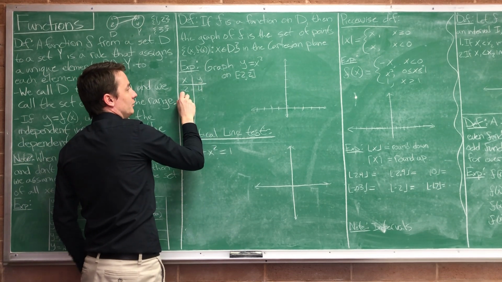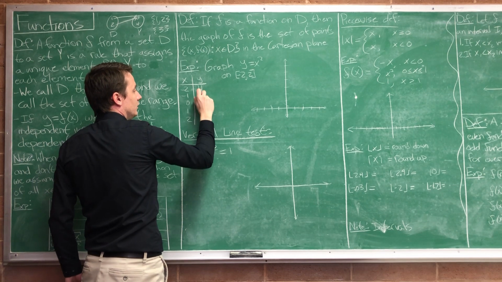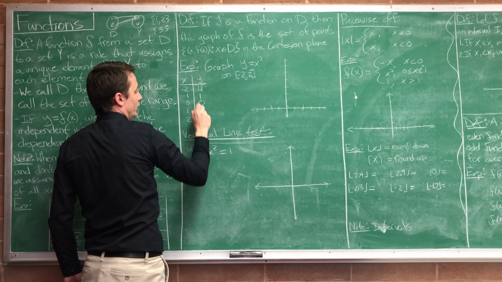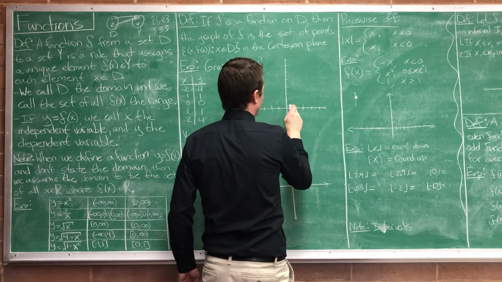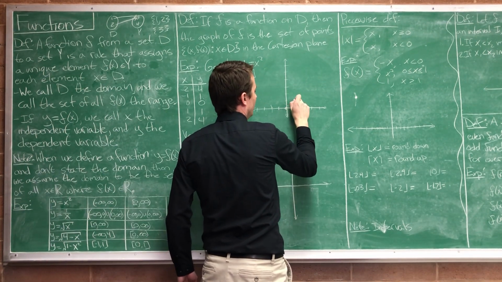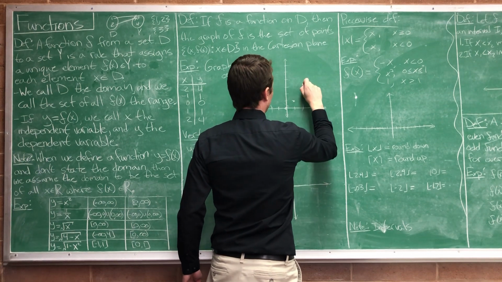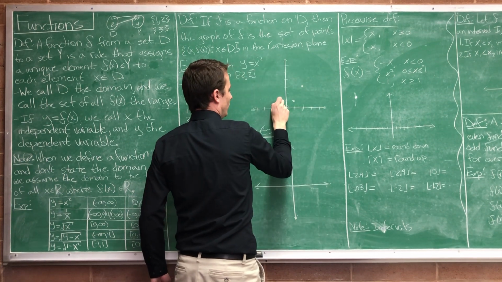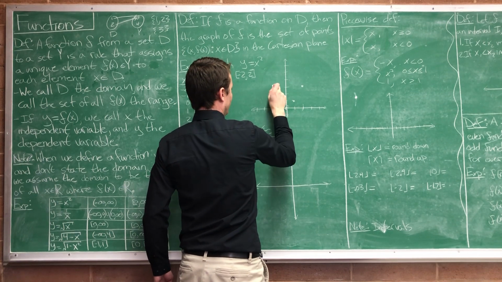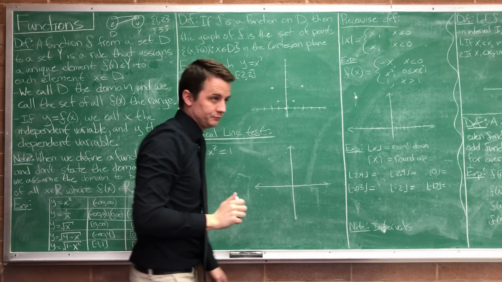4. If I plug in -1 for x, what do I get for y? 1. Plug in 0. Plug in 1. Plug in 2. 4. And then you might come over and plot these points. So you might go 0, 0's here, 1, 1's here, 2, 4's here, -1, 1's here, -2, 4's here. Everyone with me on everything we've done so far?